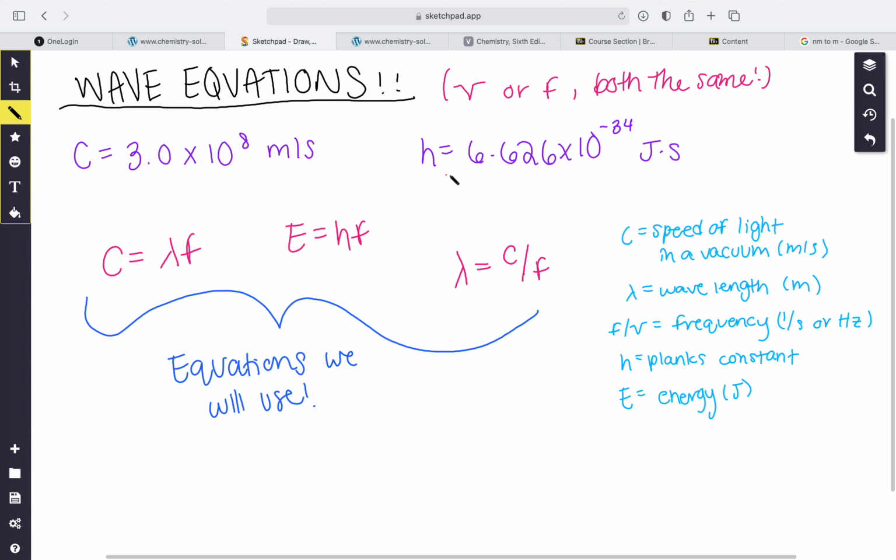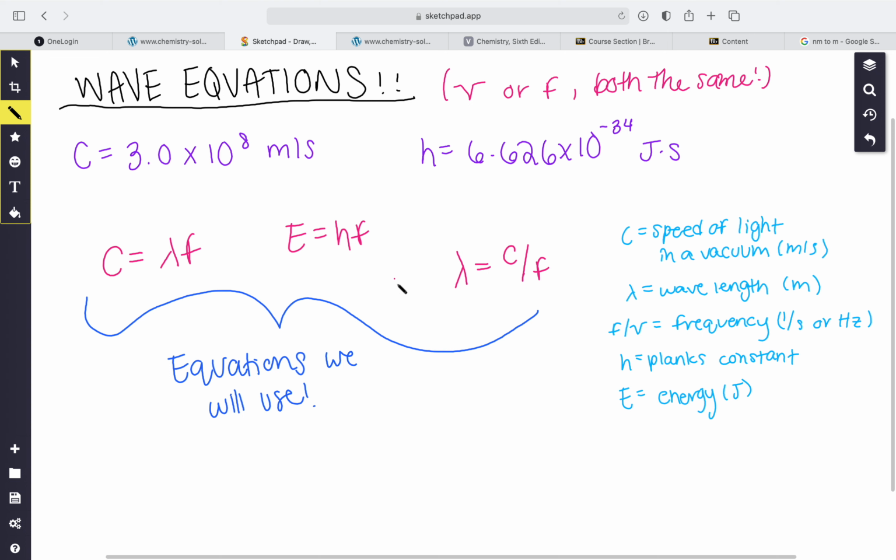And then this is Planck's constant, where it's 6.626 times 10 to the negative 34th. We use this to compare energy and frequency in order to find one or the other, vice versa, right?